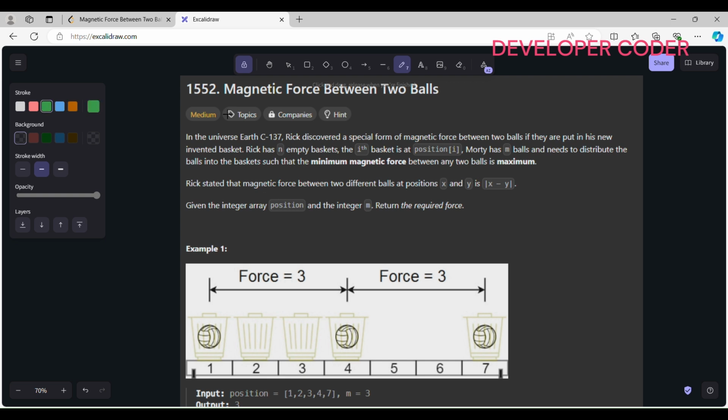So today I am going to solve problem number 1552, magnetic force between two balls. Okay, so let's read the problem statement first. In the universe Earth C137, Rick discovered a special form of magnetic force between two balls if they are put in his new invented basket. Rick has n empty baskets. The ith basket is at position i.